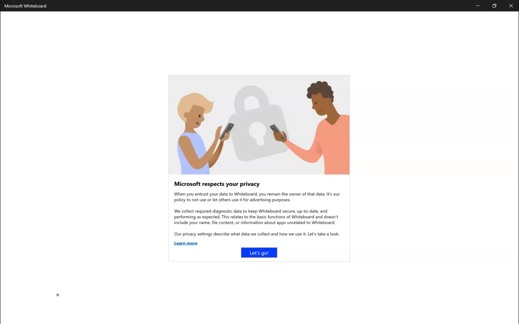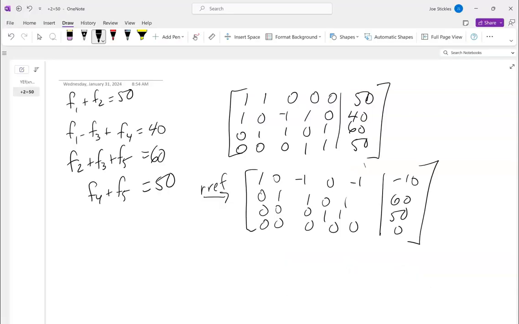That was weird. But Microsoft respects my privacy, and maybe it shouldn't minimize the stuff on my screen. Must have bumped something on the pen, and so I decided to open something else up. Sorry about that.